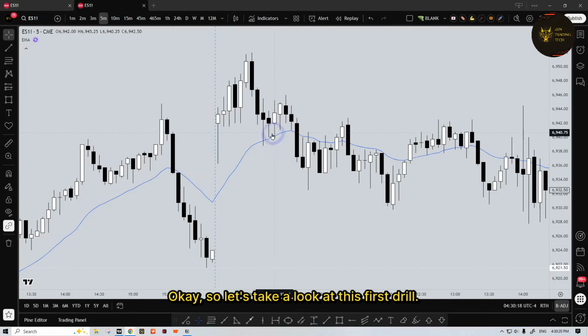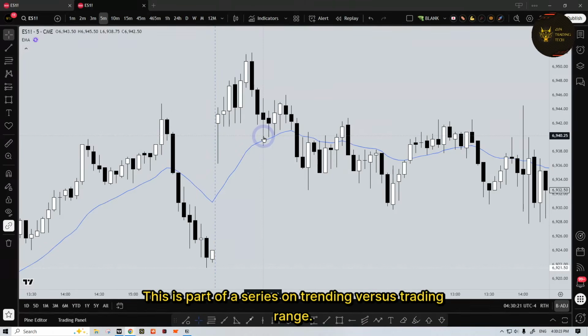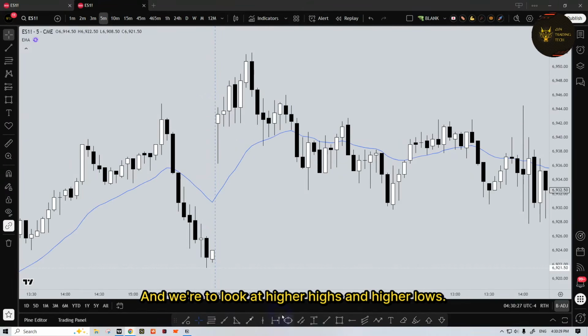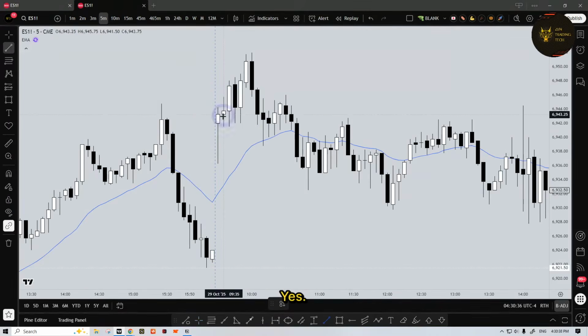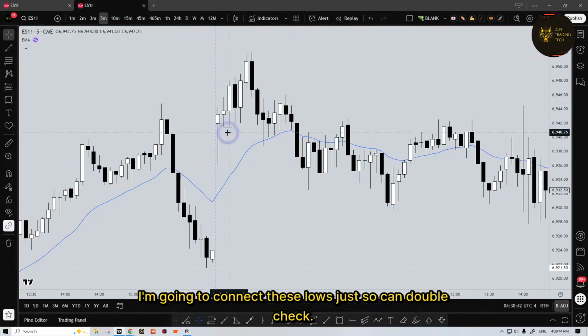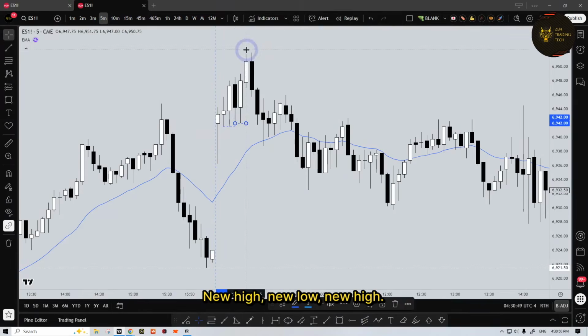Let's take a look at this first drill. This is part of a series on trending versus trading range, and we're going to look at higher highs and higher lows. We're going to start with bar 1. Did we go above it? Yes. Did the low go below? No. Did we go above it? Yes. I'm going to connect these lows just so I can double check. New high, new low, new high. This low is broken. So now I'm going to connect those higher lows.